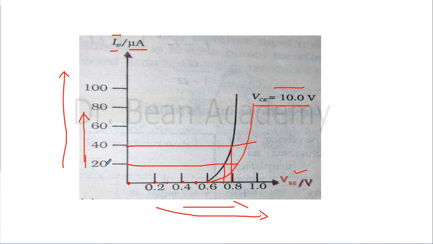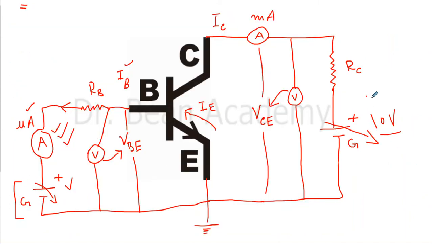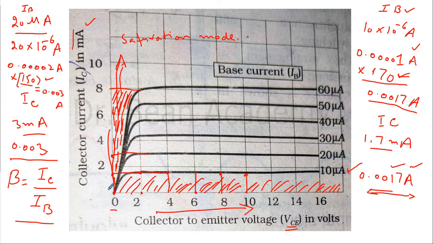So each time I want to get a value, I will fix the VCE. For example, I will start at 0, so I will set this voltage at 0. I will do it after recording all the input characteristics, because now I know. And I will fix a base current, for example in this situation, maybe at 10 microampere.